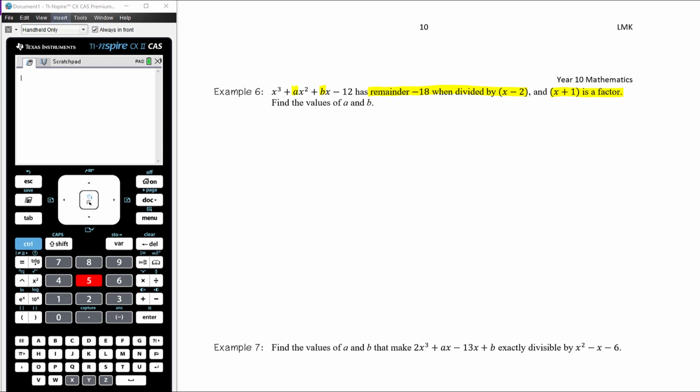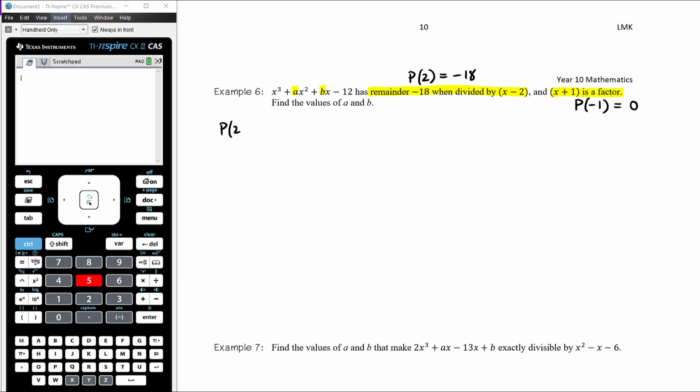Okay, so if we have a remainder of negative 18 when divided by x minus 2, that's because p of 2, which is how we find the remainder when we divide by x minus 2, is equal to negative 18. If x plus 1 is a factor, that means that p of negative 1, which is how we calculate the remainder when we divide by x plus 1, and if it's a factor, the remainder will be 0. Okay, so there's our two bits of information.